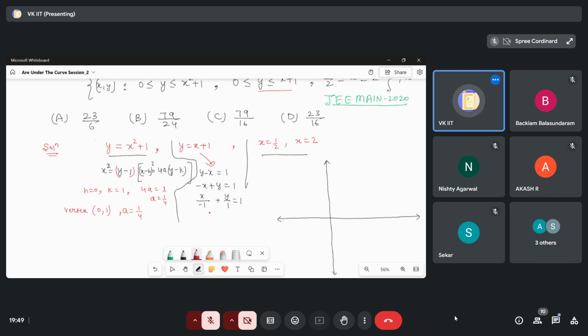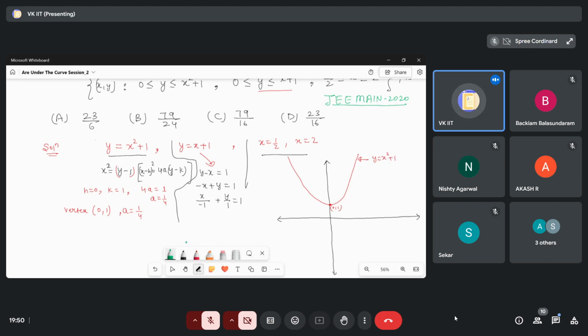Let's draw the diagram. The first one has starting vertex 0 comma 1. So 0 comma 1, let's say somewhere here, and the curve will be above, right? Because it is not negative 4ay, it is positive 4ay, so it will open upward. So that means like this. Okay, this is your curve which is given as y is equal to x square plus 1.